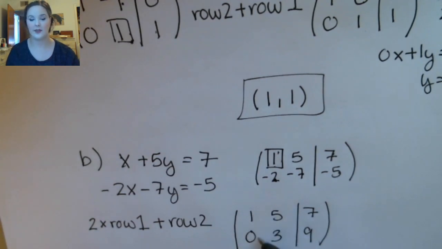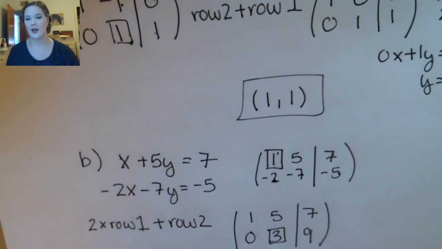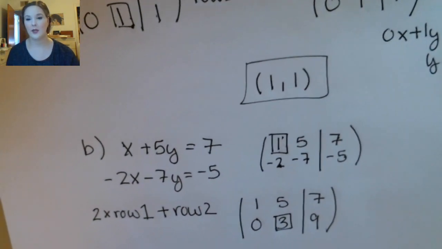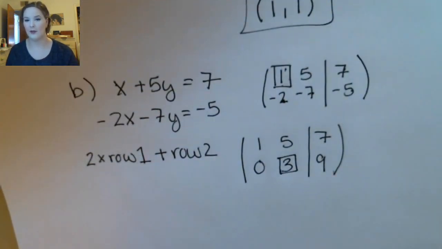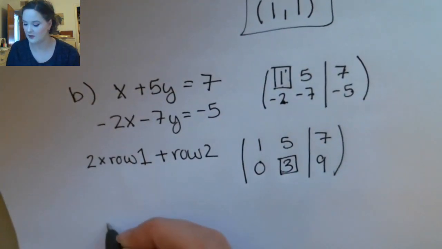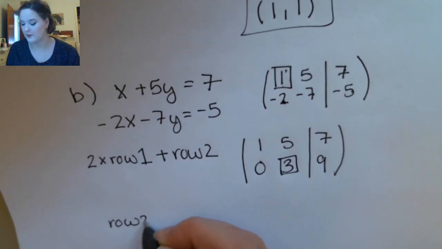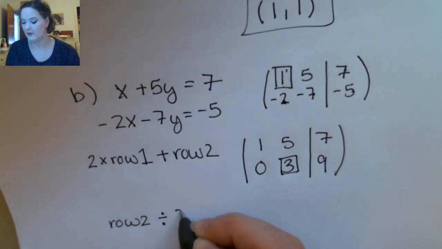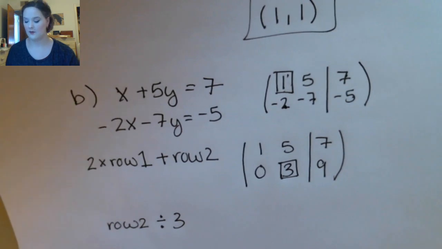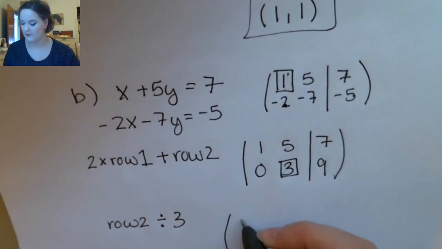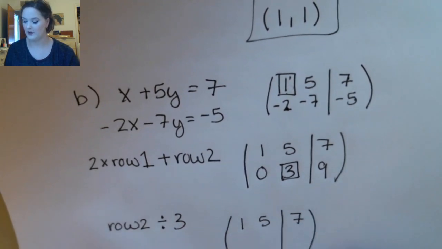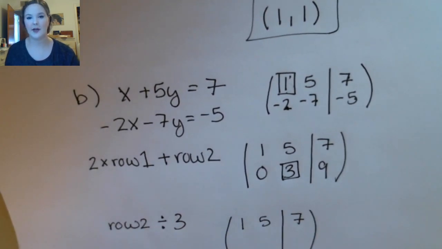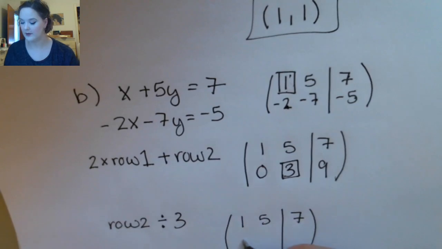All right, so now we're done with the first column. We have 1 and then 0. So we're going to move to the right and look at the next diagonal entry. It's a 3. We want it to be a 1, so we're going to divide that row by 3. So I'm going to do row 2 divided by 3. Not changing my top row at all. Okay. And then I'm going to divide my second row by 3.